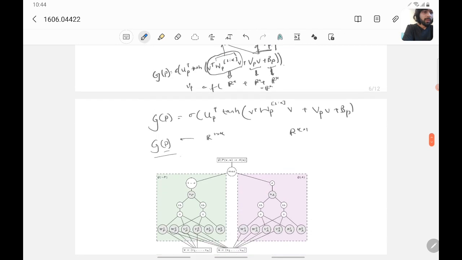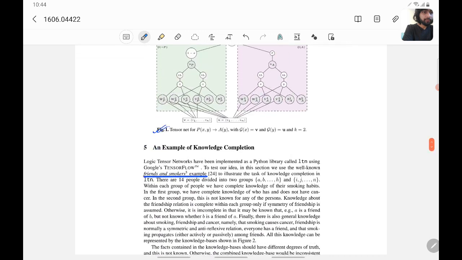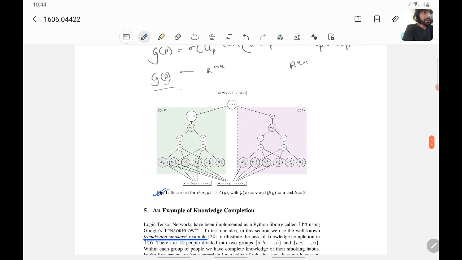Okay, so this is how it looks. This is a nice example of how it looks. You have V, you have U, and then you can go into details with this. This TH is the tanh. This is the sigmoid function.